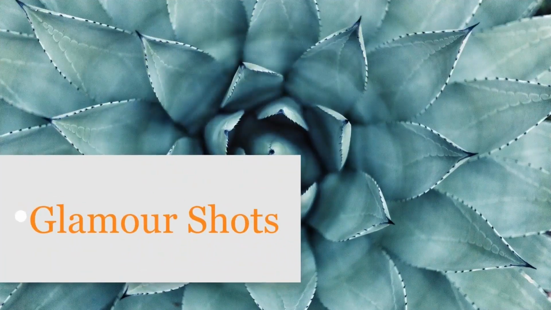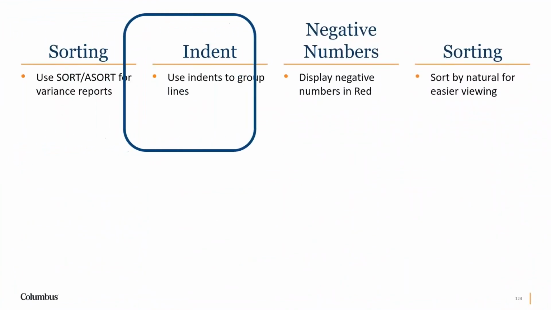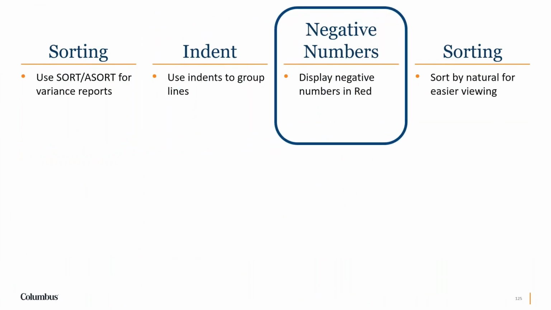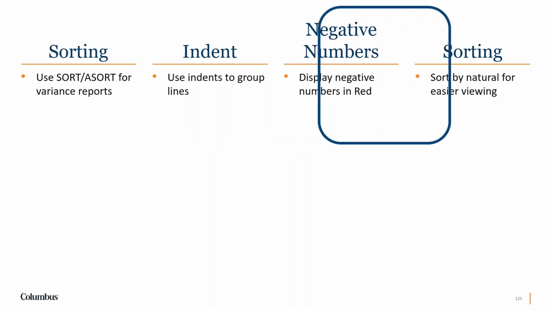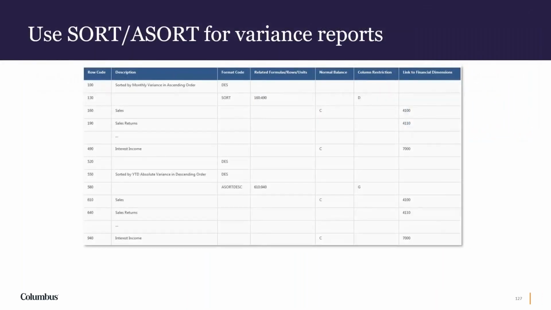All right, people, we're almost there. Last 4 glamour shots. We're going to talk about how to use sort values in a report, indenting things to group lines together, displaying negative numbers in red, and sorting accounts.